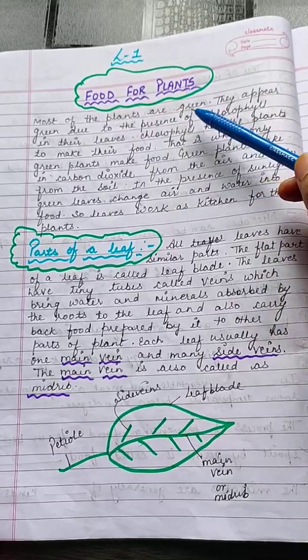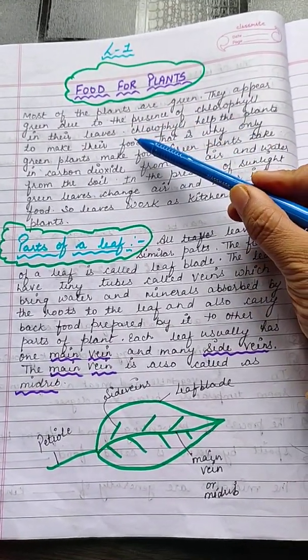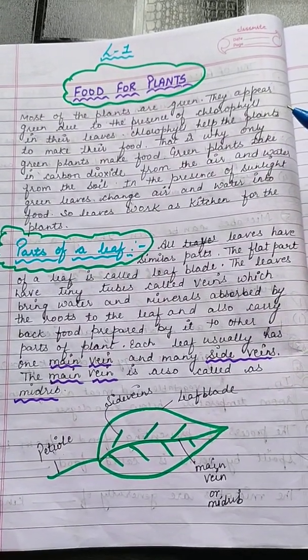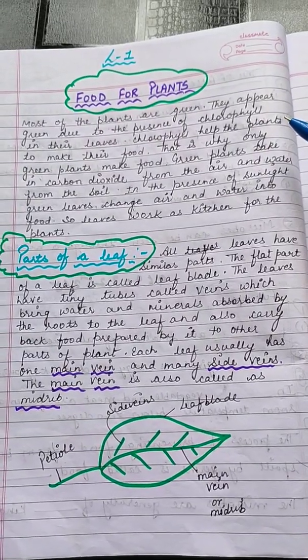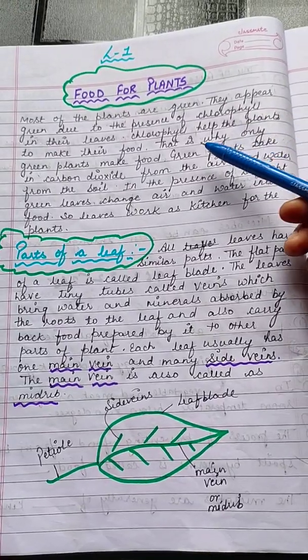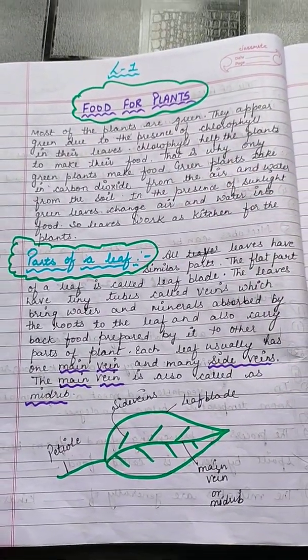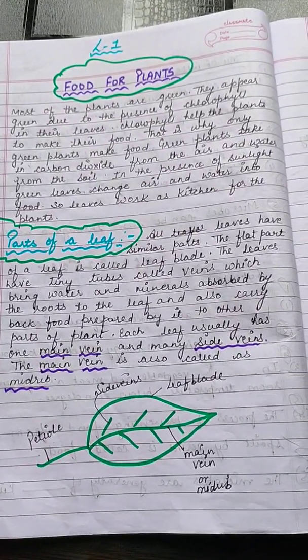Most of the plants around us are green in color. They appear green due to the presence of chlorophyll in their leaves, and chlorophyll helps the plant in making their food.